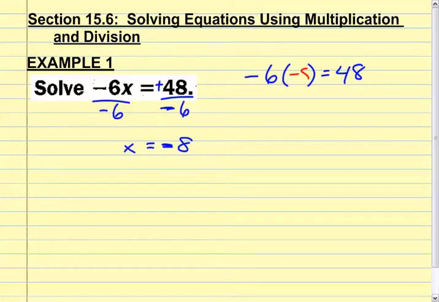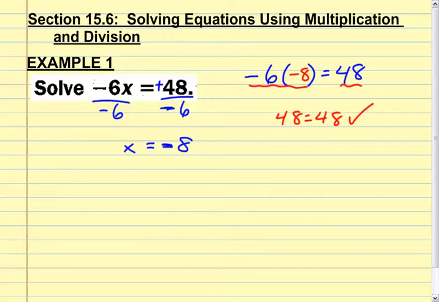Negative 8. Now, Izzy, what we want to do is see if this left side turns into the same thing as the right side, okay? What's a negative times a negative? A positive. And what is 6 times 8? 48. So I got 48 equal to 48. Did we get the right answer? We did, because that's a true statement. All right? Well done.